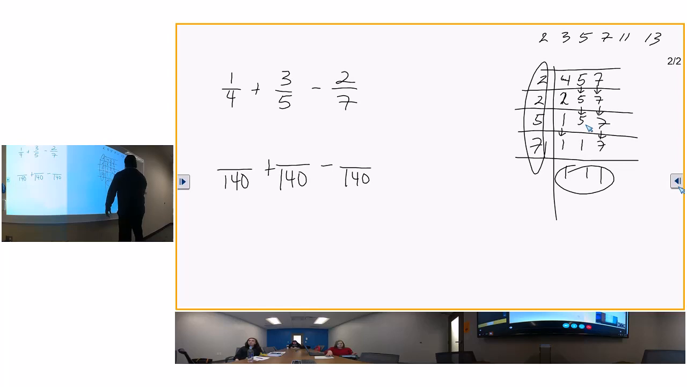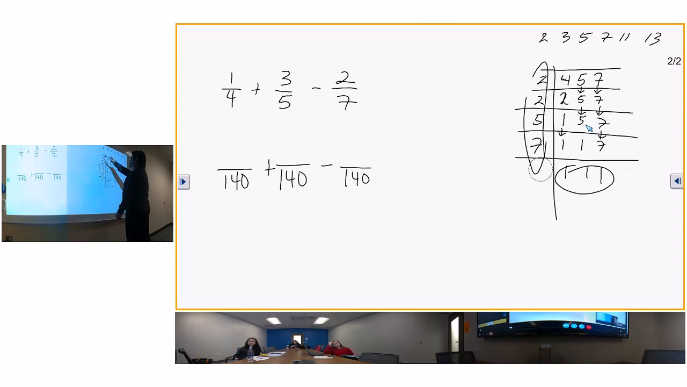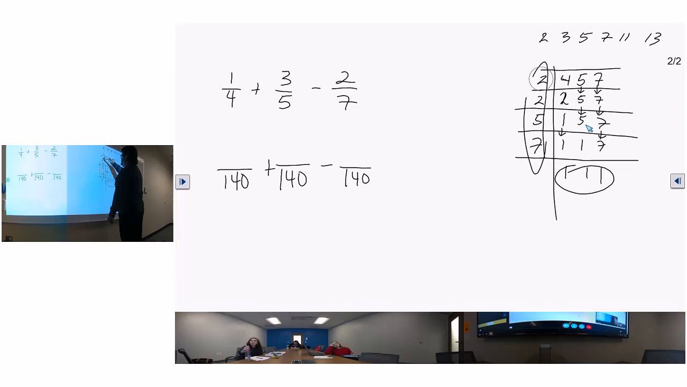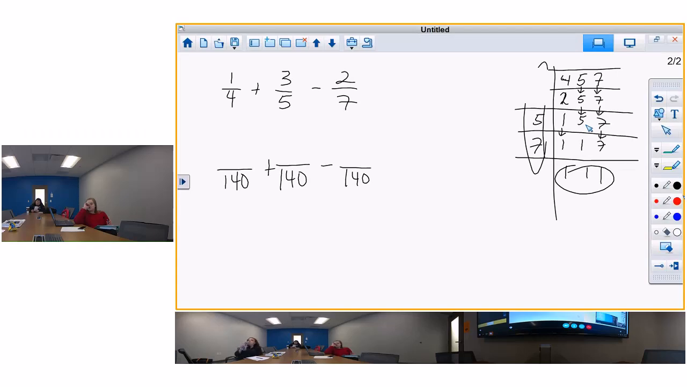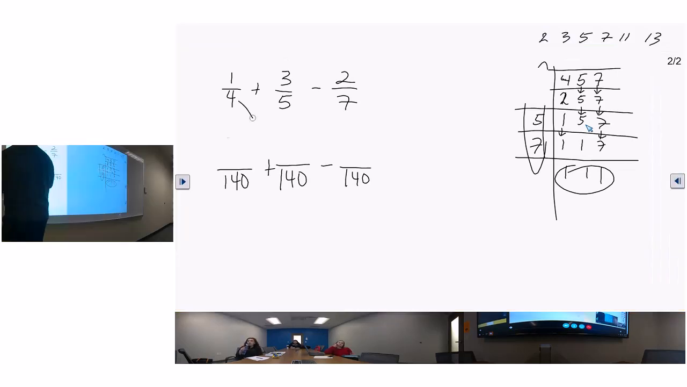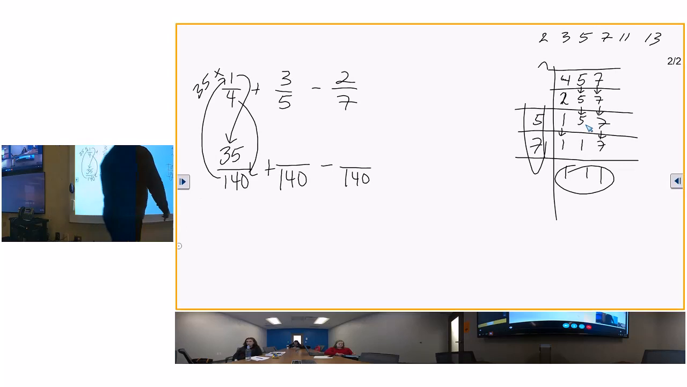You just go over here and say, where is 4 in this circle right here? 2 times what? So you take out the 2. How many is left? 35 times 1 is what? 4 will go into 140 35 times. 35 times 1 is 35. Go back over here and put the 2 back.